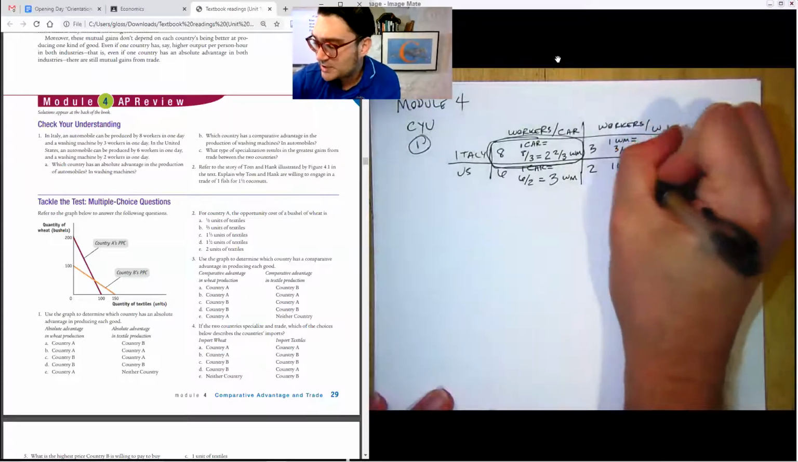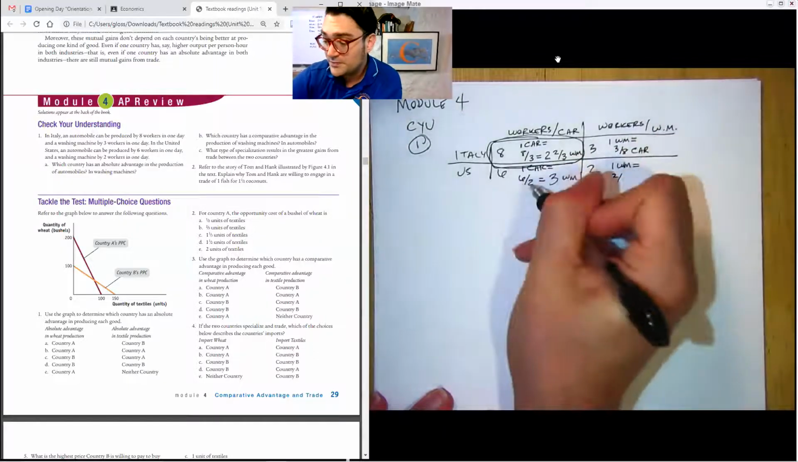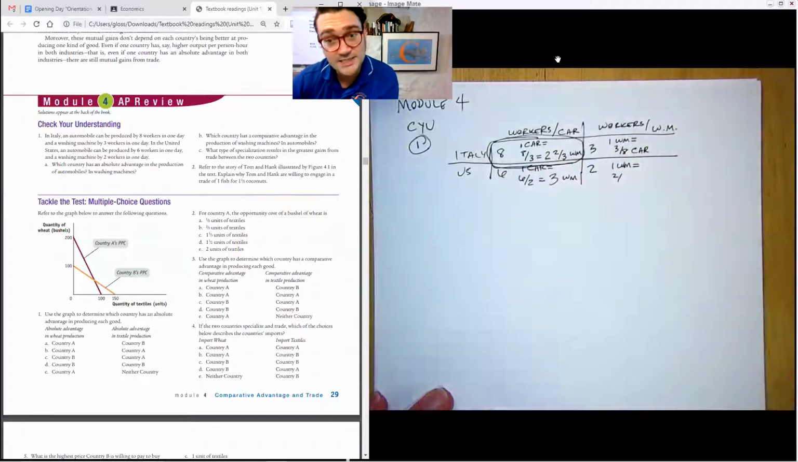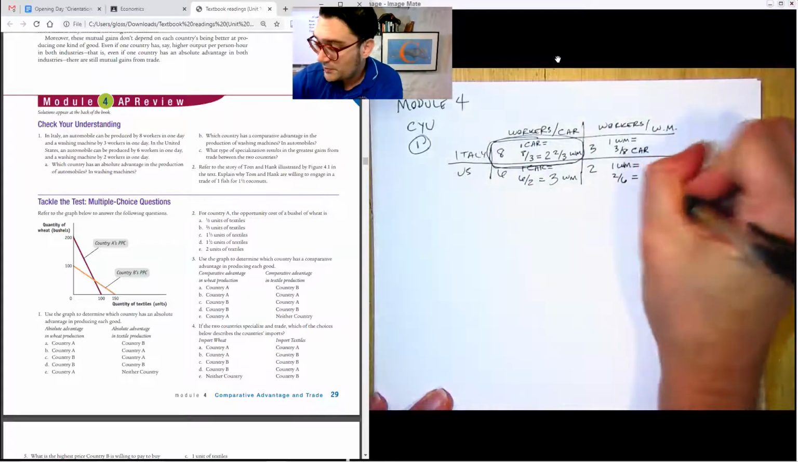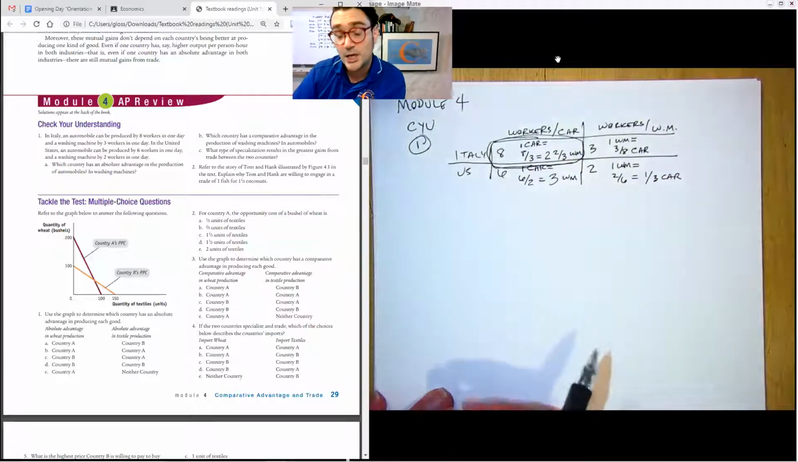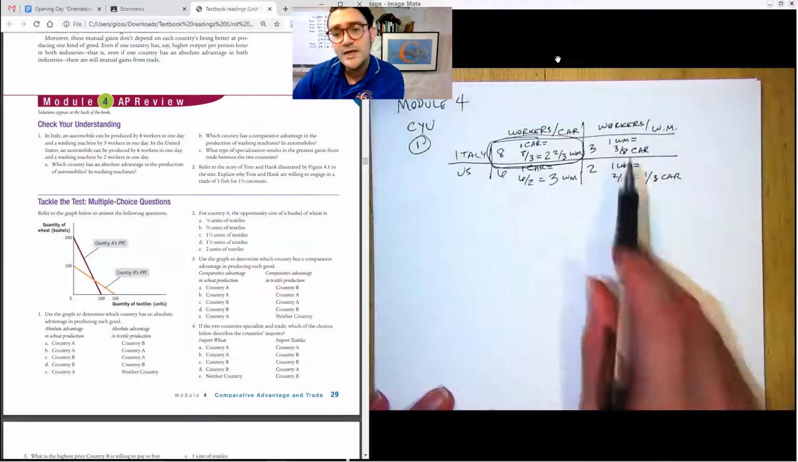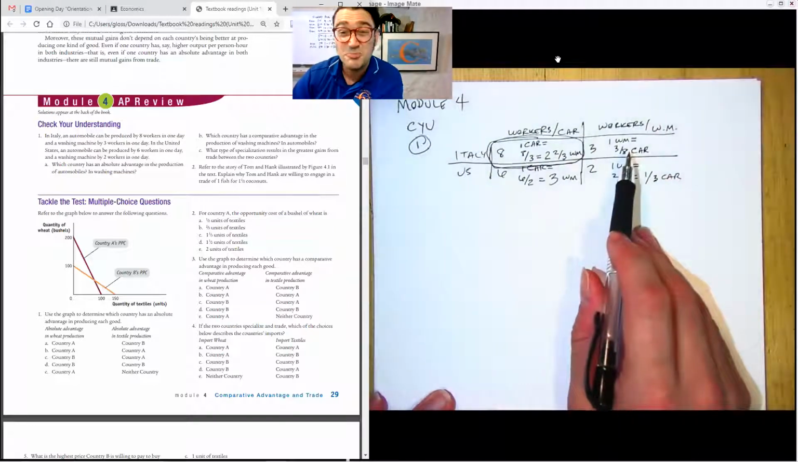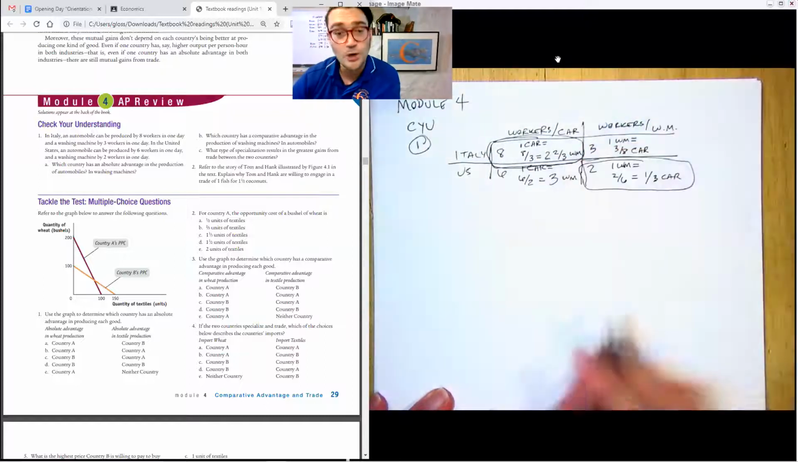1 washing machine, now let's do the United States, is equal to 2 over 6, right? The inside number, because it's an input problem, right? 2 over 6, which is 1/3 of a car. So which country has the lower opportunity cost of making a washing machine? Well, the United States has it costs them 1/3 of a car, and Italy, it costs them 3/8, and that's bigger. So we would say that the United States has comparative advantage in washing machines.